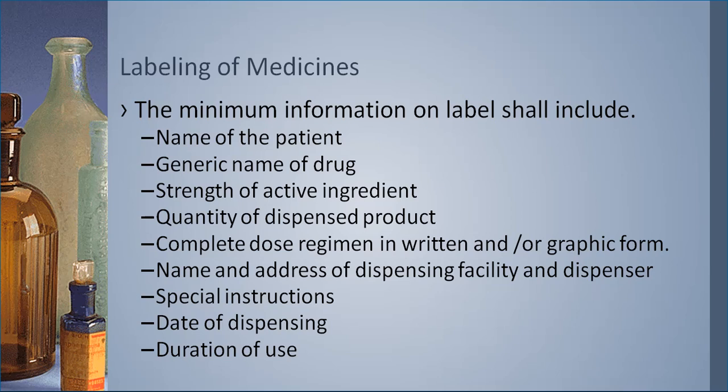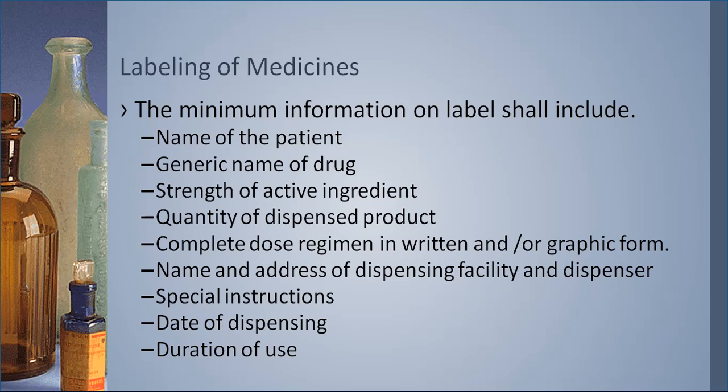Sometimes they can just draw it. Then the name and address of the dispensing facility, and the dispenser, should be there. For example, Fexen's Pharmacy is the dispensing facility. The dispenser is Mark Bequin. Then I also write my name on the label, so that if there's any problem with the label, the patient can trace it back to the facility that gave me the medicine. And the dispenser's name will also be there.